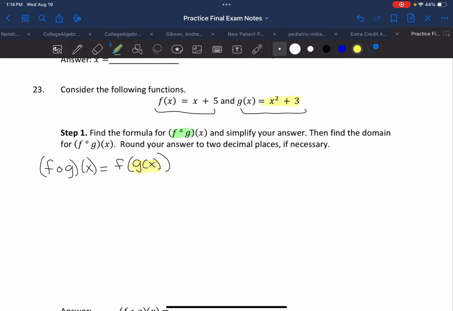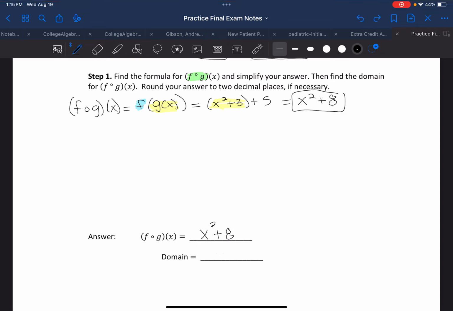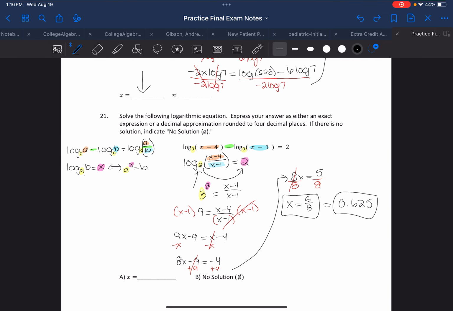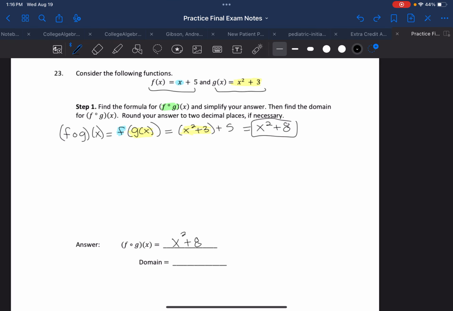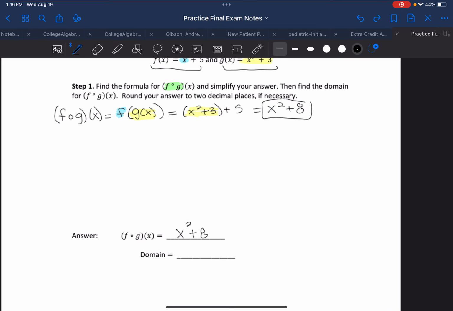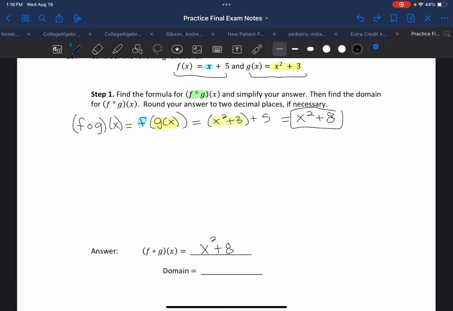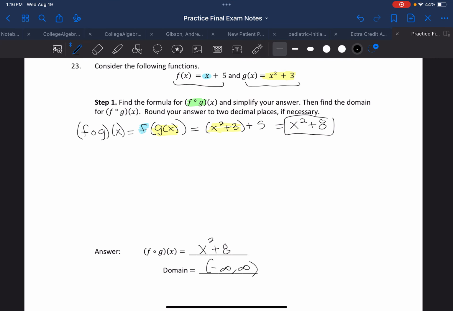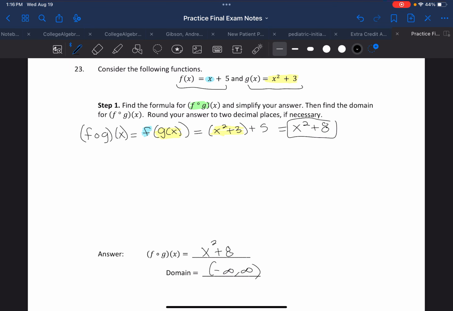And then it asks about the domain of this function here. Well, there's no restrictions here on this function. There's no fractions, there's no square roots, and there's no logs. So because there's no restrictions, I can plug any number I want into 2x here. So the domain would just be from negative infinity to infinity. So as long as there's no restrictions on the functions, the domain will be all real numbers.